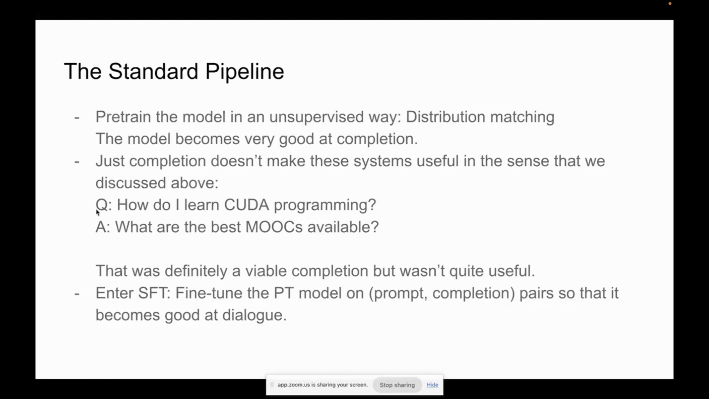So a scenario could happen wherein I ask my model a question, how do I learn CUDA programming? And it could go on and complete my task in the way that we see on the screen, which is that it could ask me another question: what are the best MOOCs available? This is actually a viable completion. I can never question my model. I would never say that my pre-training went wrong because the model wasn't really able to answer my question. No, it did not go wrong. It was actually pretty correct because this completion is pretty viable, but not useful in the sense that we discussed above, right? Not useful because here the system didn't do what I intended it to do.